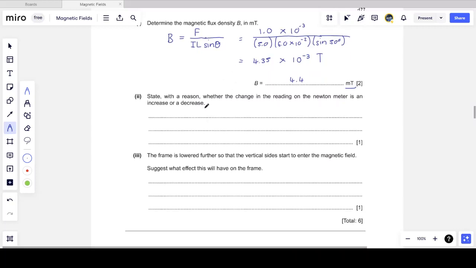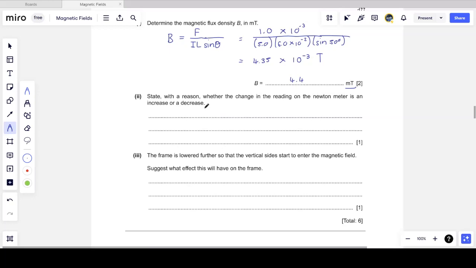Now the next part of the question is conceptual. Remember, from the topic of magnetic fields onwards, A-level physics does become very conceptual. So you have to be able to state and describe and explain and suggest and predict and all of these fancy types of questions. So this question says, state with a reason whether the change in the reading on the Newton meter is an increase or decrease.